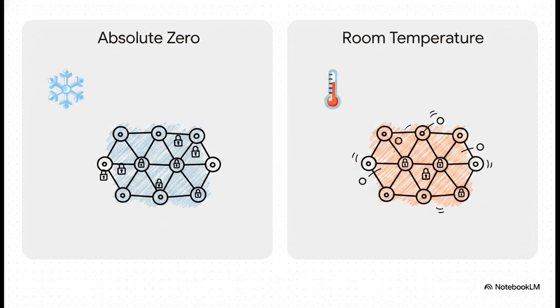But just by warming it up to room temperature, you give the system a little bit of energy. And that's just enough for a few of those electrons to get excited, break free, and start wandering around. And in that instant, it stops being an insulator and becomes a semiconductor.